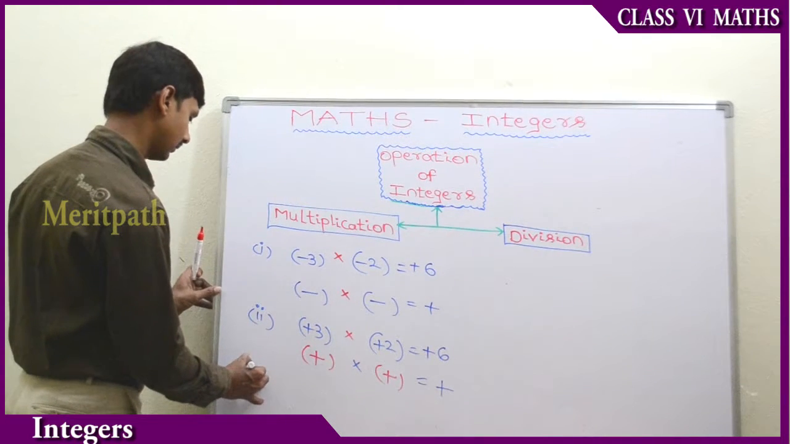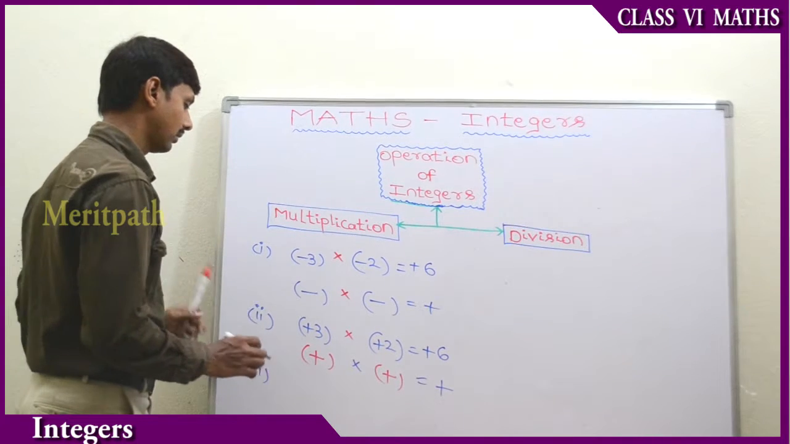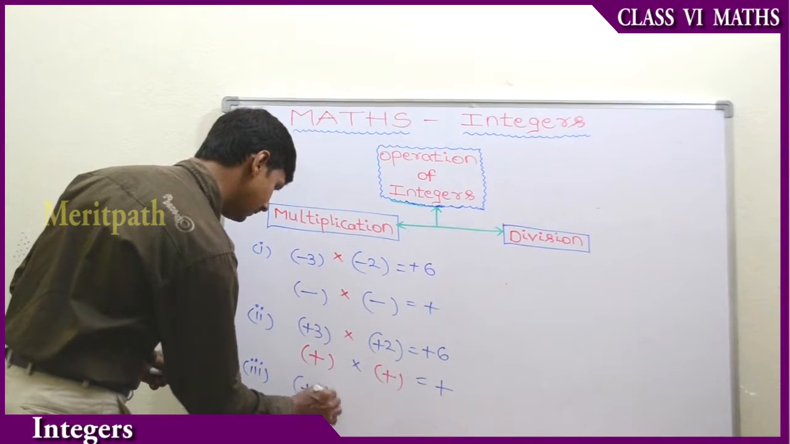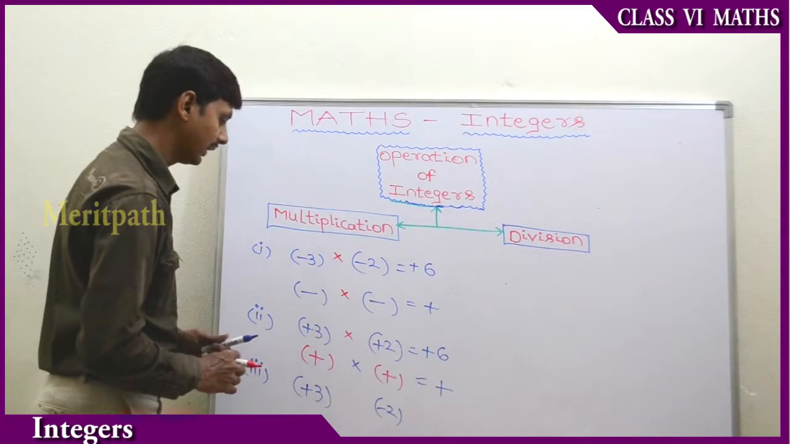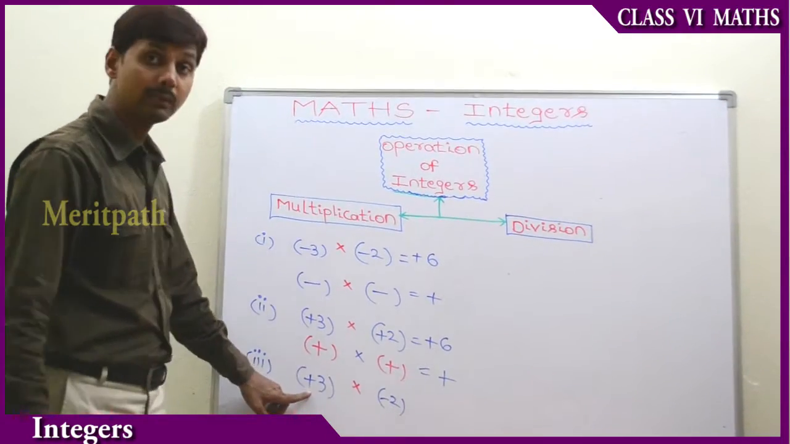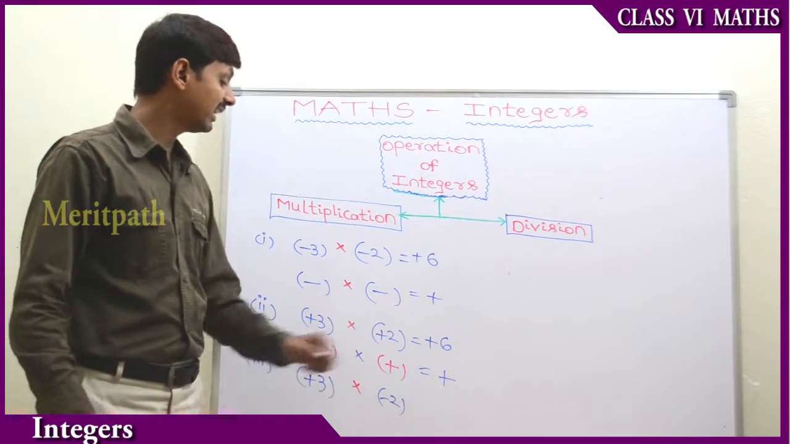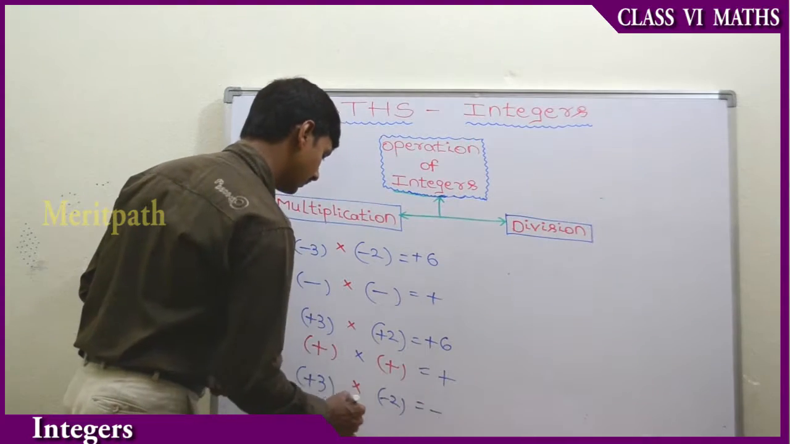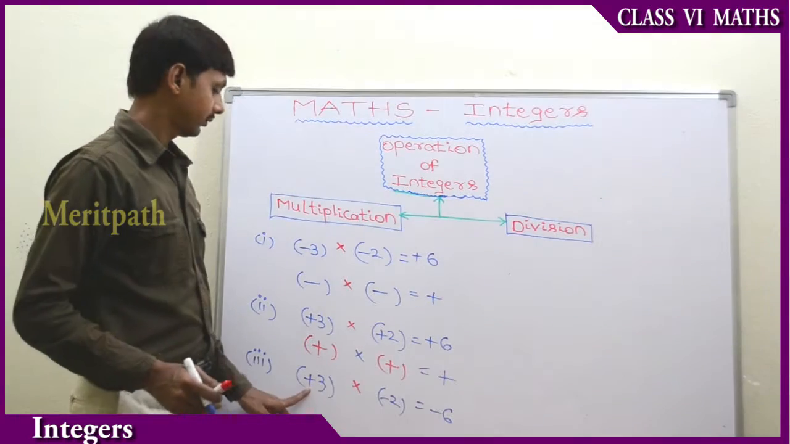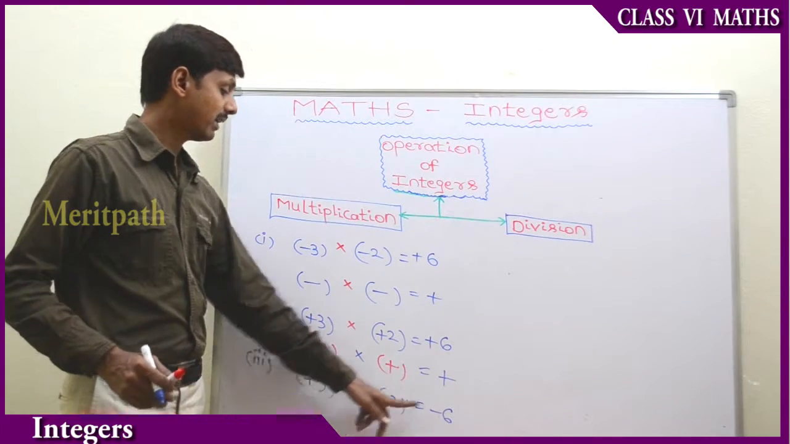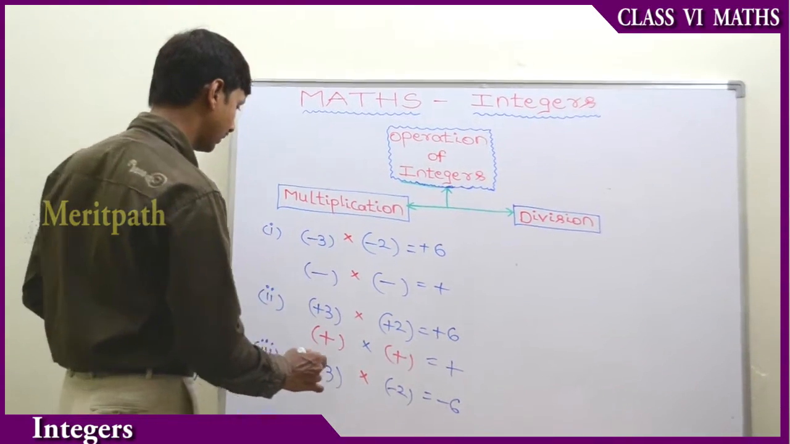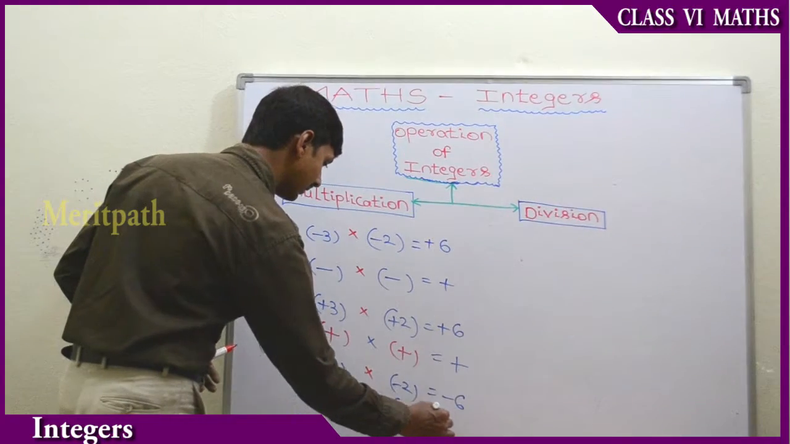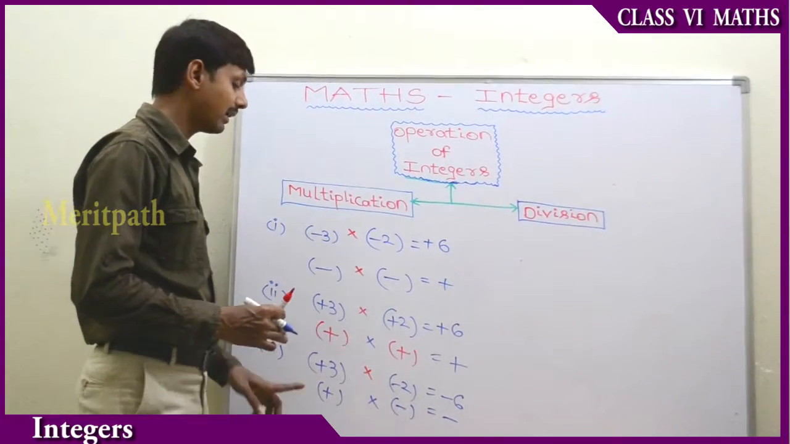Let's see the operation between two numbers which have different signs. These two integers have different signs, that is, one is a plus value and the other is a minus value. When we multiply both, we will get the minus sign, that is minus 6. So plus into minus becomes minus 6. What we understood here is that the plus sign multiplied with the minus sign gives the minus sign as the result.